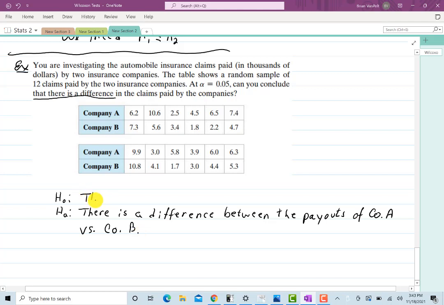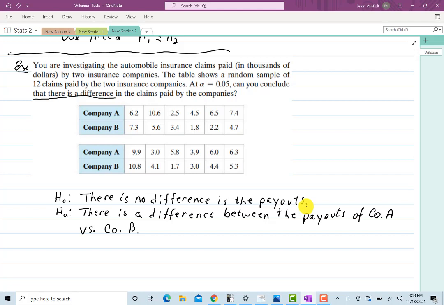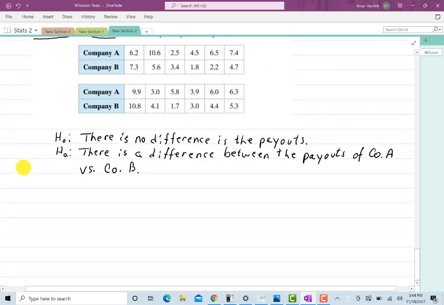And then we have there is no difference in the payouts. So those are our H0 and HA. Here I have two samples. We can see that they should be independent samples. Next, what we want to do is arrange the data from lowest to highest, and it's going to be all one long string. I'll show you what I'm talking about here.